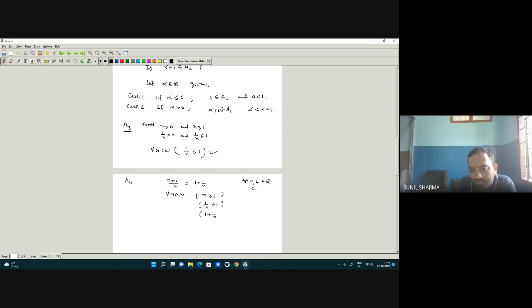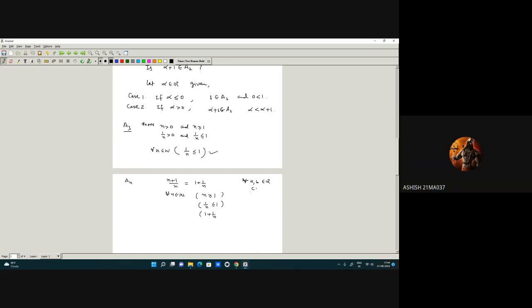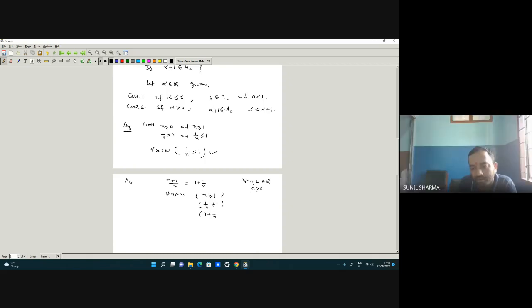C is greater than 0. C belongs to R. C is greater than 0. C is any real number, or C is any positive real number, right? Then a plus c is less than b plus c. A is less than b is given. Is it true? If you agree that this is true, then click on the raise hand option. Otherwise, you can unmute and correct.